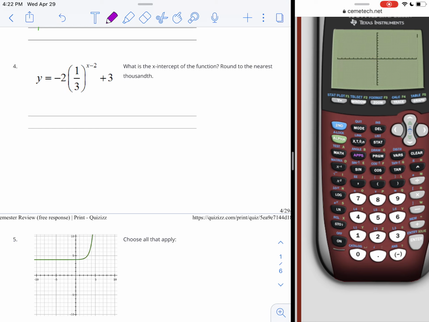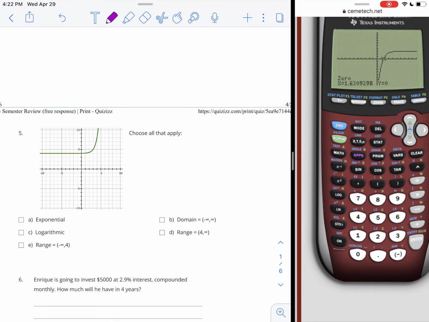I always start with a standard window, zoom 6. Sometimes we do have to change it, especially on those word problems. All right, so now in this graph we can see the x-intercept. Just a reminder, then we're going to go second calc and then number 2, the 0. And we have to go to the left of the answer, so that's fine. We have to go to the right of the answer, and then we can just make a guess. We'll go 3 decimal places, so the x value is approximately 1.631.